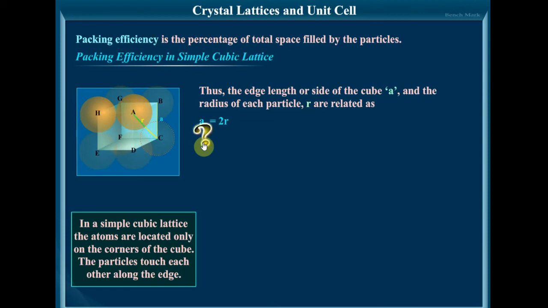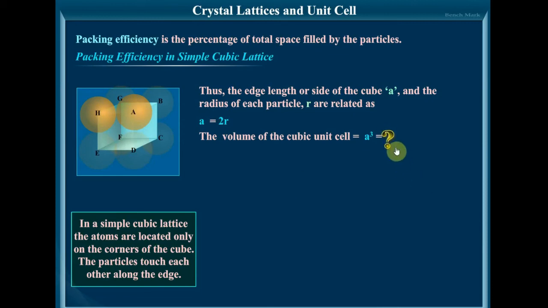In a simple cubic lattice, the atoms are located only on the corners of the cube, and the particles touch each other along the edge. Here the point is important. They are touching each other. The highlighted spheres are shown here. Thus, the edge length or side of the cube a and the radius of each particle r are related as follows: since the two spheres are touching each other, the edge length would be equal to 2 times r. As you can see here, this is r and this is r.